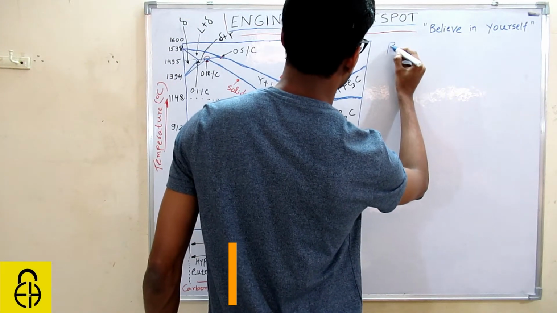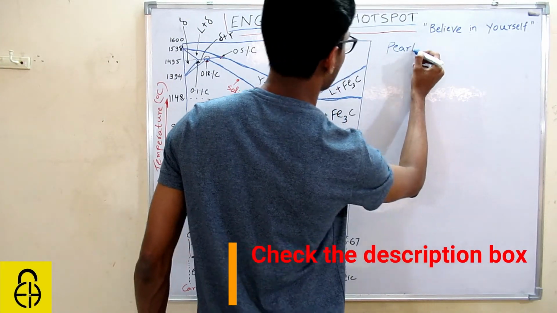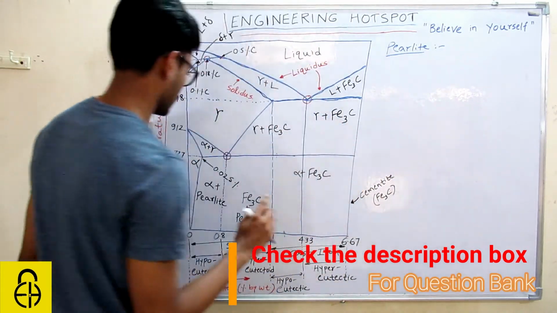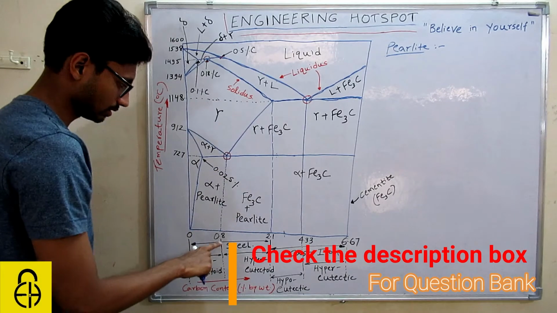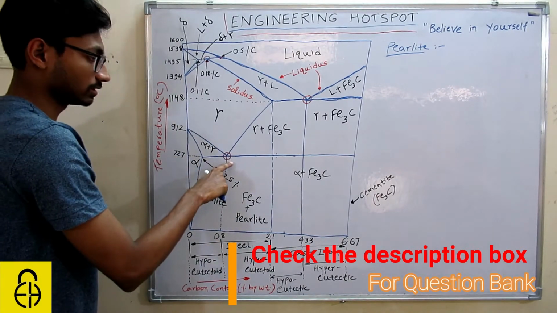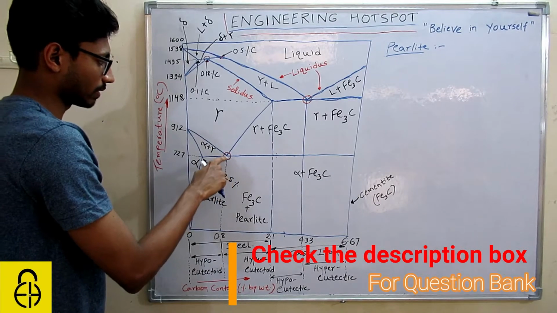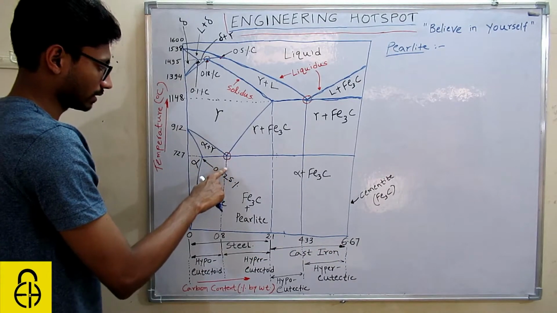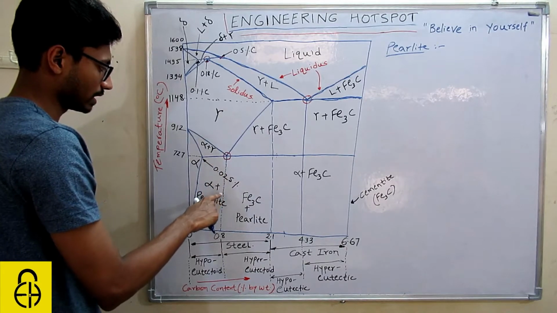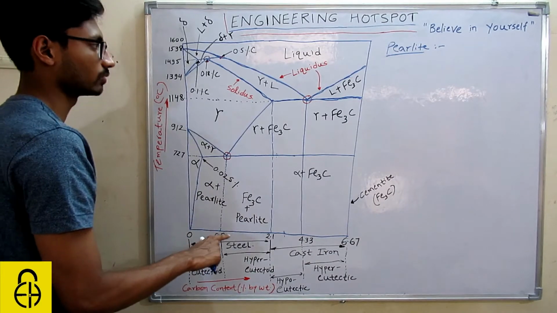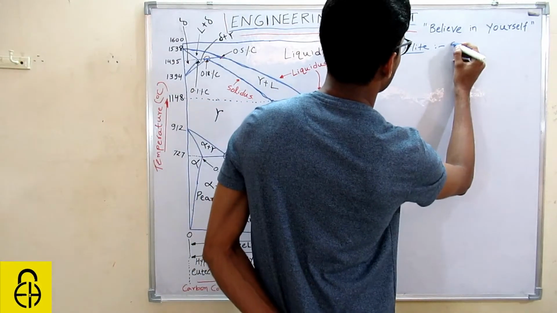One is perlite, okay. Perlite. Perlite will happen at this point, exactly at 0.8% and 727 degrees Celsius, which is the eutectoid point. At the eutectoid point, perlite is formed. Below that, at any temperature at 0.8% carbon, you will have completely perlite.